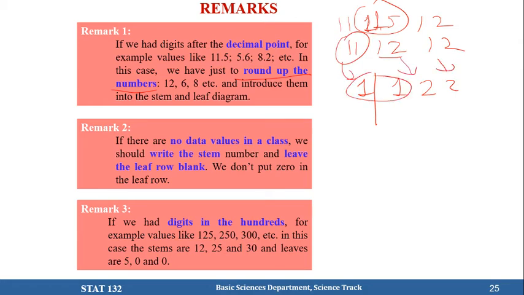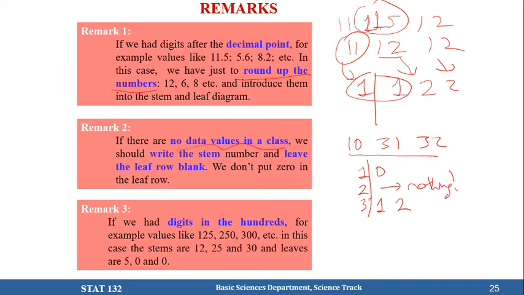And if there are no data values, for example, you have 10, and then you have 31, 32, and for 2 you don't have any. So for 1, you have 0. For 2, there is no number with 2, so you don't write anything here. Then you jump to 3. So if there is no data value in a class, write the stem number and leave the leaf row blank.